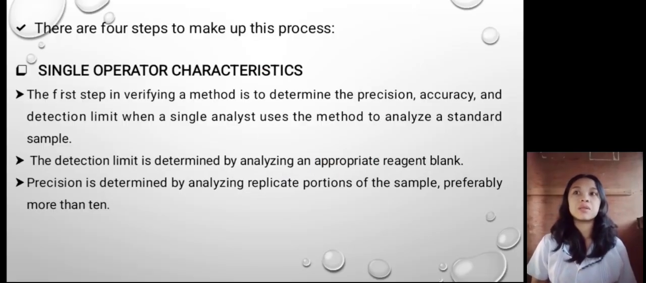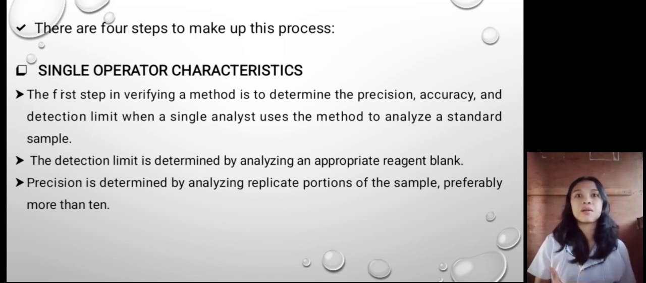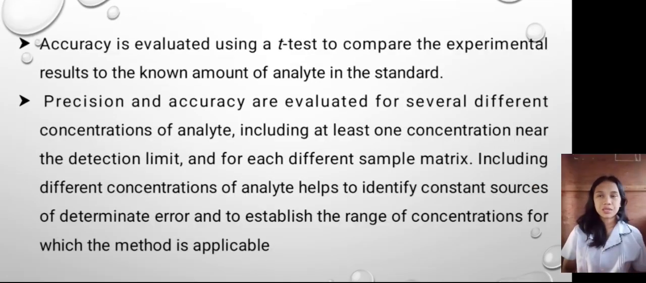Accuracy and detection limit. When a single analyst uses the method to analyze a standard sample, the detection limit is determined by analyzing an appropriate reagent blank. Precision is determined by analyzing replicate portions of the sample, preferably more than 10. Accuracy is evaluated using a t-test to compare the experimental result to the known amount of analyte in the standard.